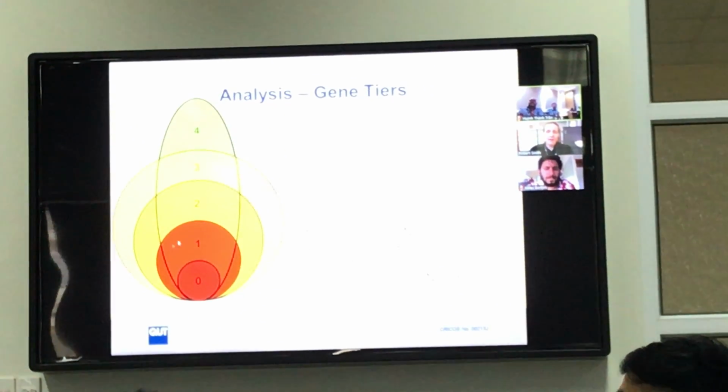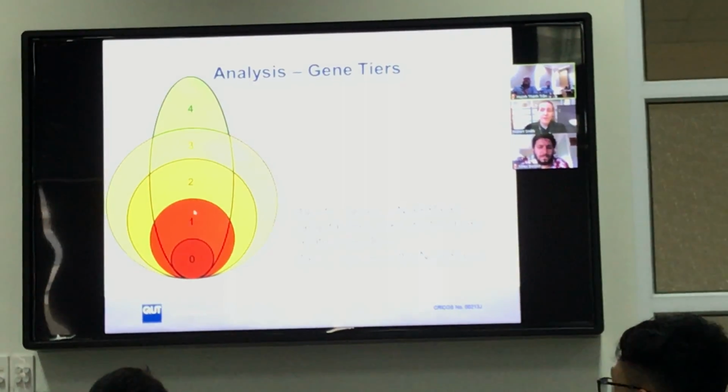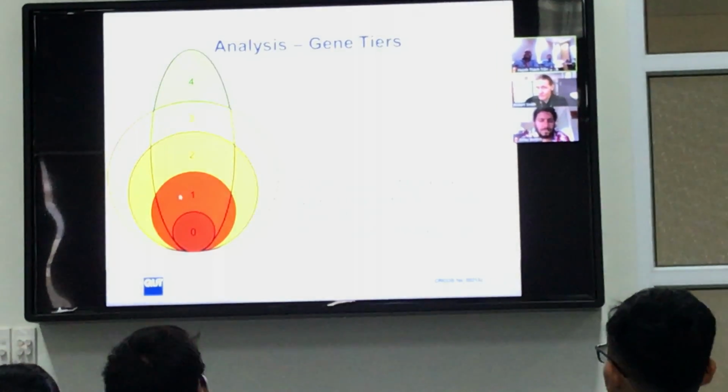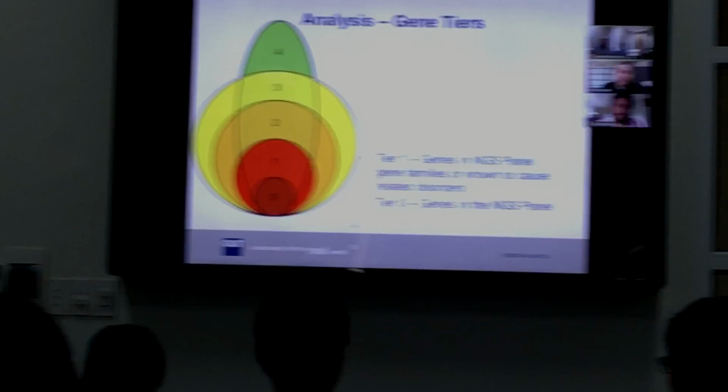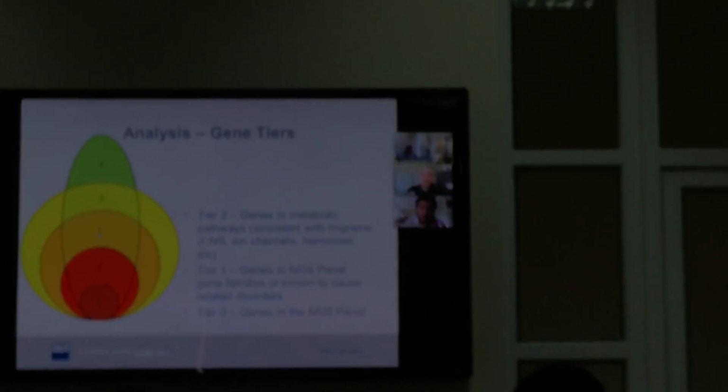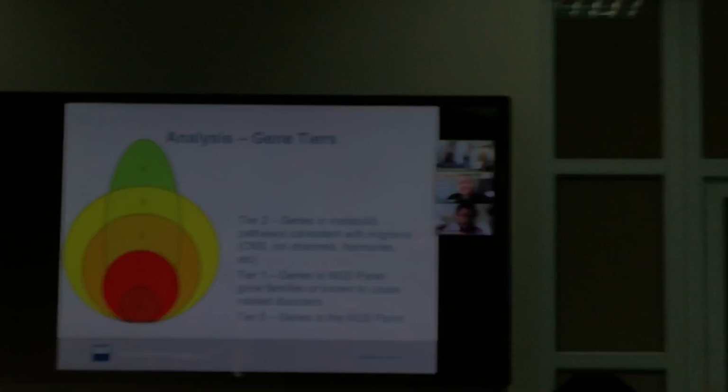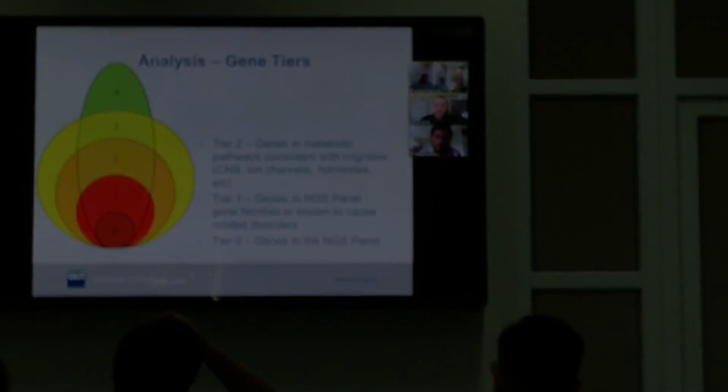Tier 1 are genes that are relatives of the genes that you just have, so they're in the same gene families. Or there are other genes that are known to cause similar disorders, because there's a lot of symptom overlap in some of the disorders that we do. Lots of different kinds of migraine, lots of different epilepsies, and the different kinds of ataxia as well. Tier 2 are genes that are involved in metabolic pathways that are consistent with migraine with these same effects.